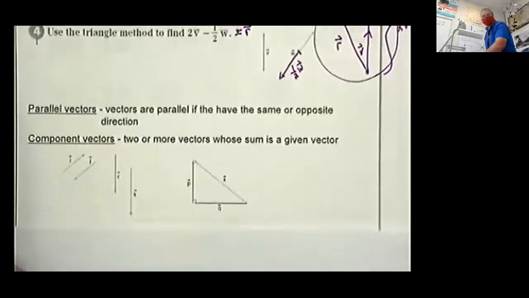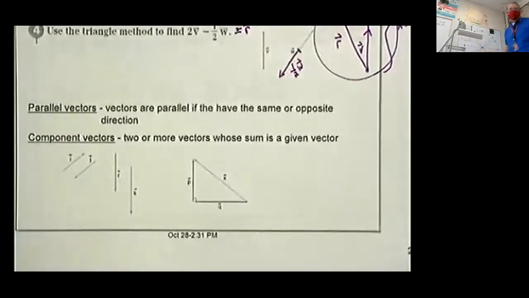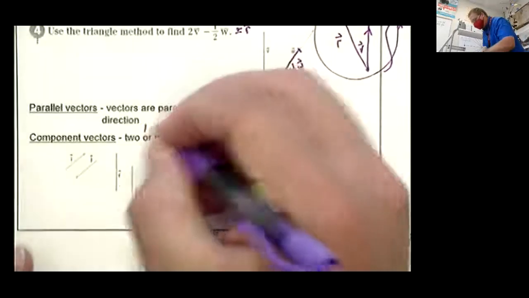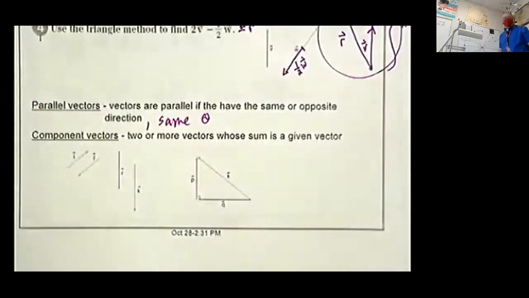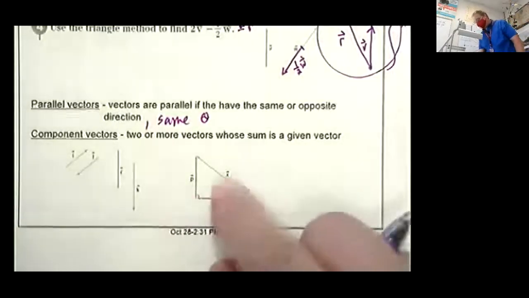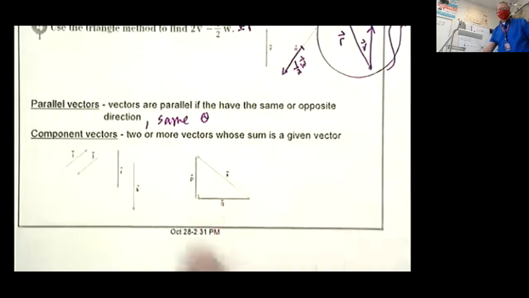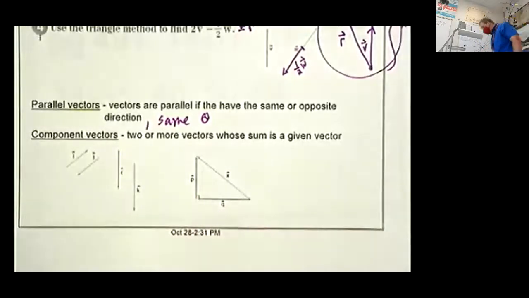We can also then define parallel vectors. Vectors are parallel if and only if they have the same or opposite direction, or they have to have the same theta. Then they're parallel. Component vectors are the 2 vectors whose sum is a given vector. So here, for example, vector p and vector q are making vector x. Vector p and vector q would be the components.